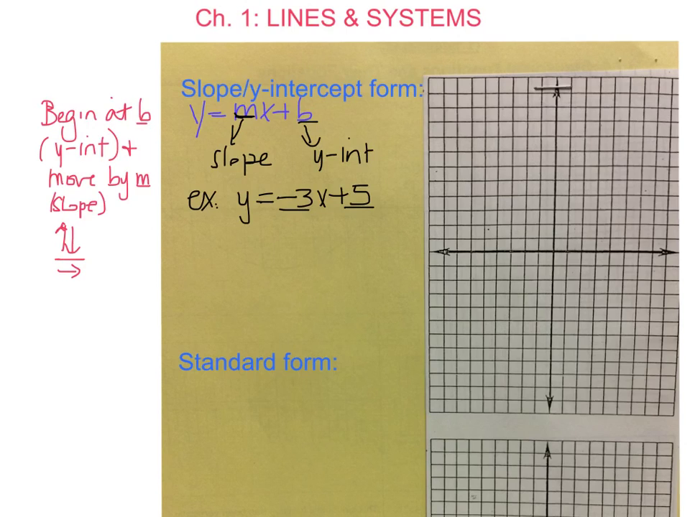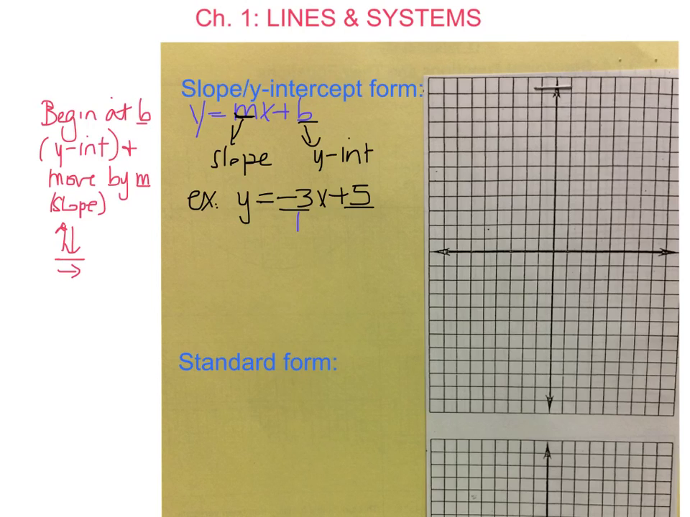That's your run. So in this case, we have the equation y equals negative 3x plus 5. The slope of negative 3 is actually negative 3 over 1, because any number is the same as itself divided by 1. So this slope means we go down 3 and over to the right by 1 unit. When we're putting the line on the graph, we first have to start at the y-intercept.